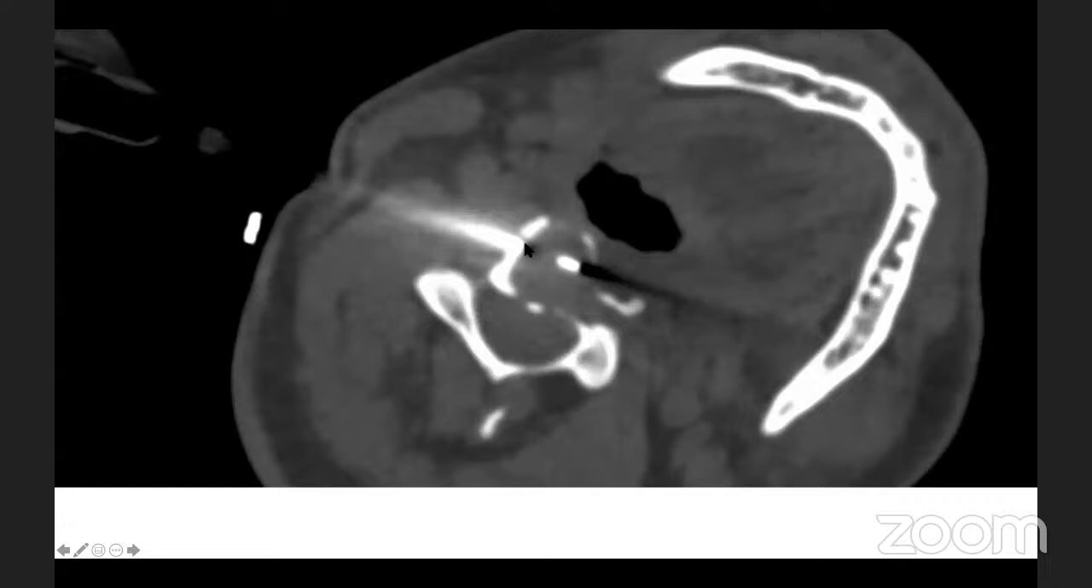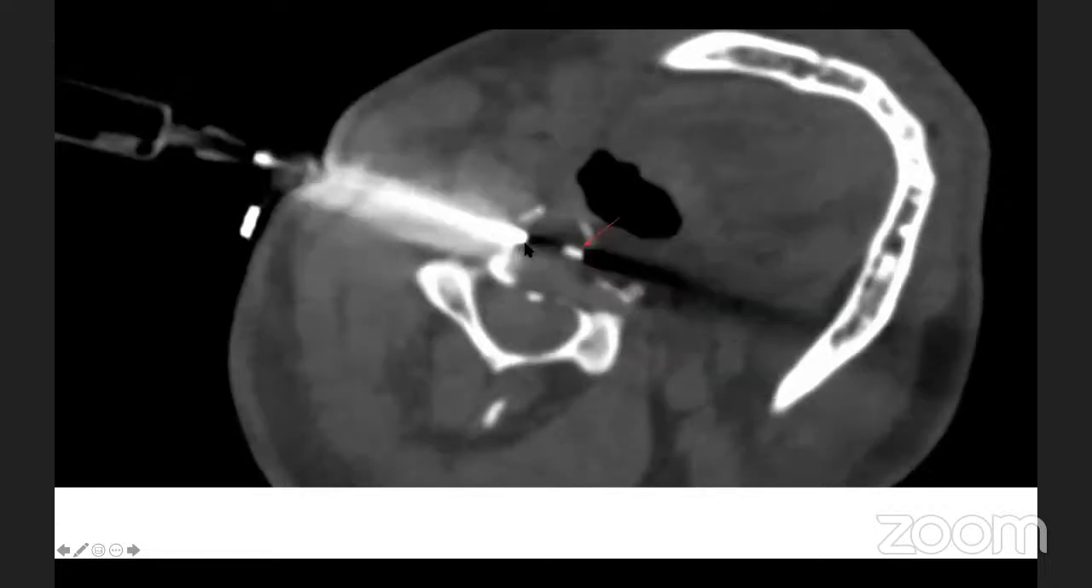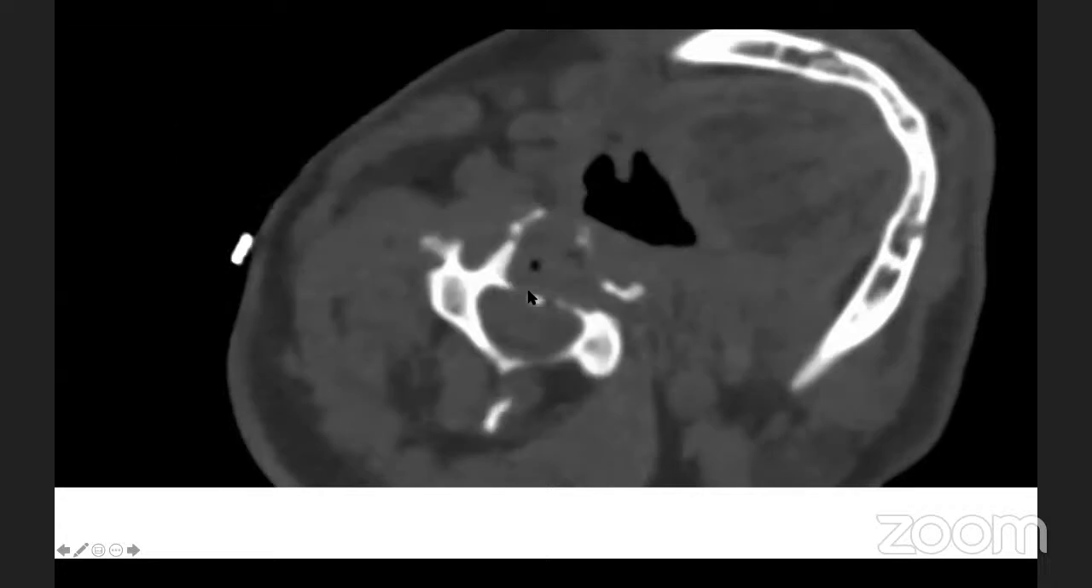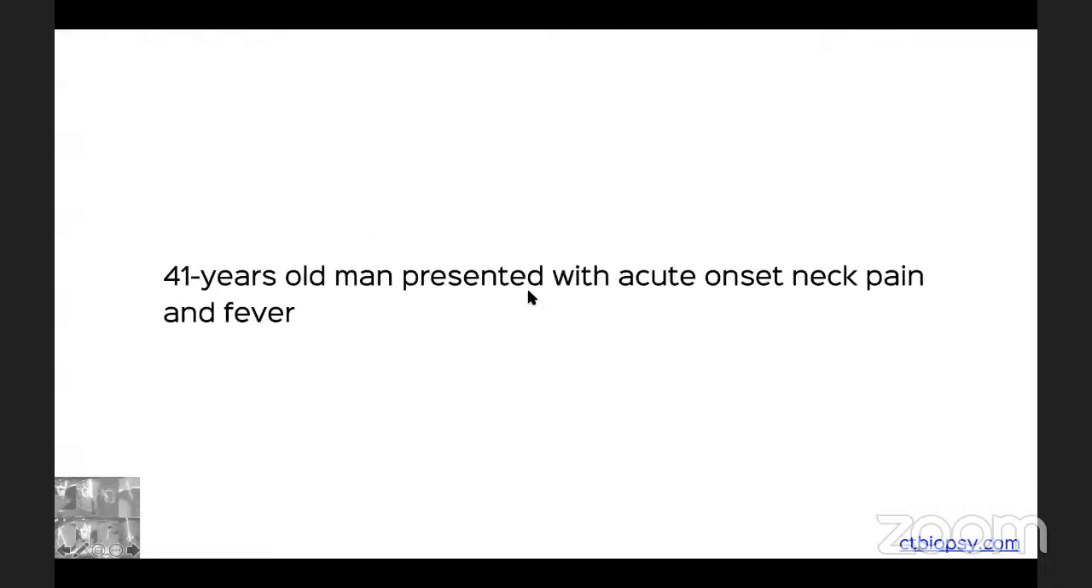You can do the same thing in decubitus as well. So that's not a problem, except that sedation in decubitus can become a challenge. And then the diagnosis here turned out to be plasmacytoma. So that's with the upper cervical spine, C3 and C4.